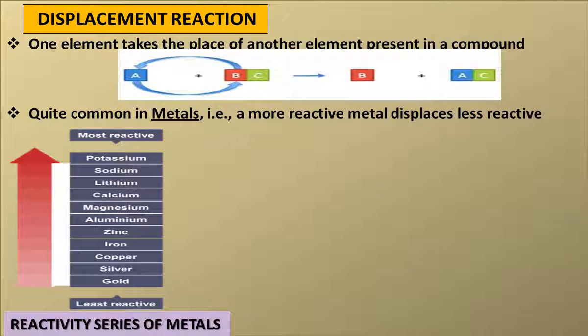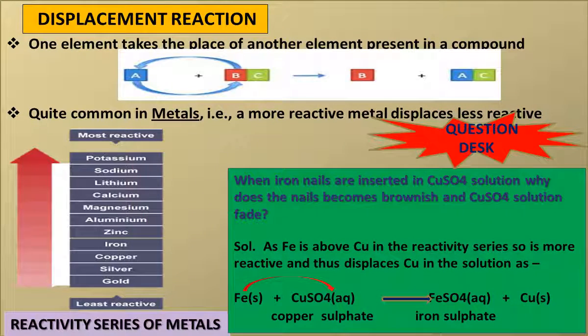Now here's a question for you. When iron nails are inserted in CuSO4 solution, why do the nails become brownish and the CuSO4 solution fades? The answer is, as the reactivity series shown in this figure, we can see that Fe is more reactive than Cu. So it displaces copper from copper sulfate solution and iron sulfate will be formed, like this, FeSO4, and Cu metal will get displaced in the solution.